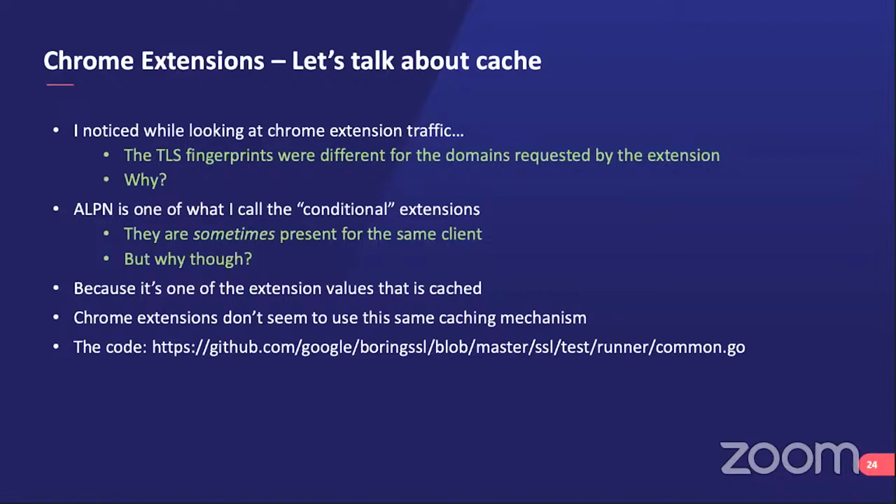But it is what I call one of the conditional extensions, although I never looked into why until recently. Conditional extensions are just those that are sometimes present for the same client. So same browser, sometimes the ALPN is there, sometimes the ALPN is not. But why? So that's what I looked into. And it looks like there are a number of extension values, depending on the SSL library, that are cached. And Chrome extensions, for whatever reason, don't seem to have access to or choose to use that same caching mechanism that the browser uses. And if you want to look at the code, the link is there.